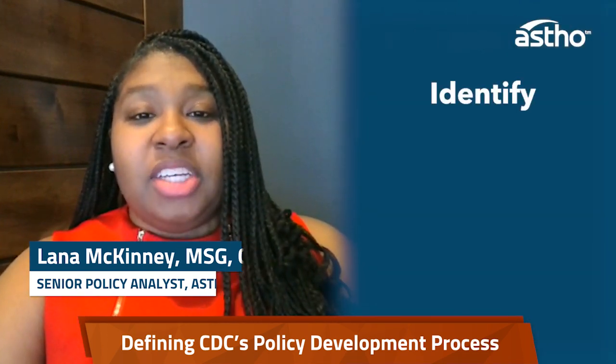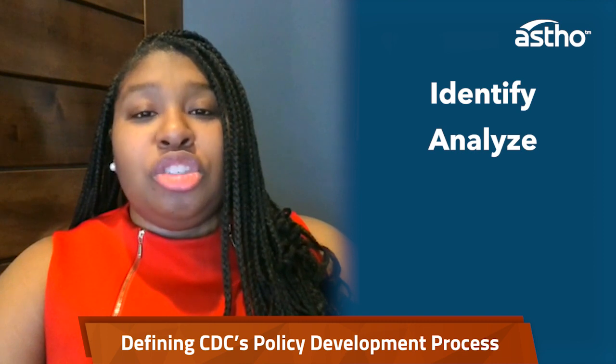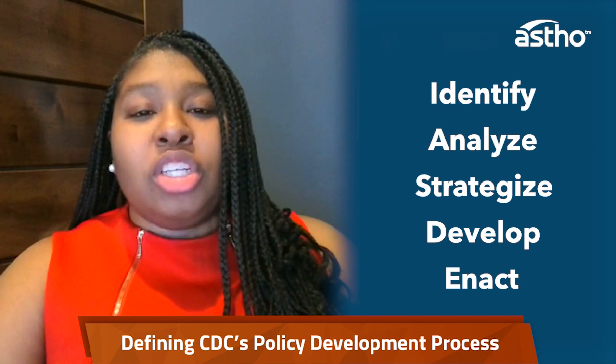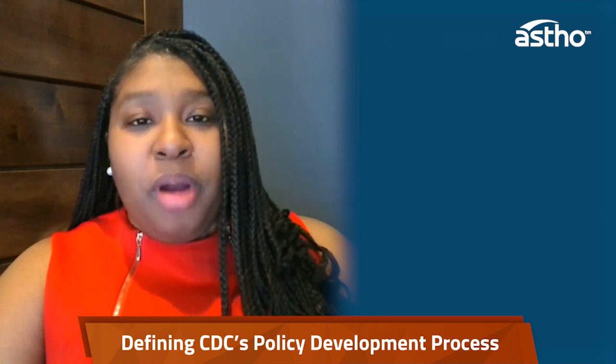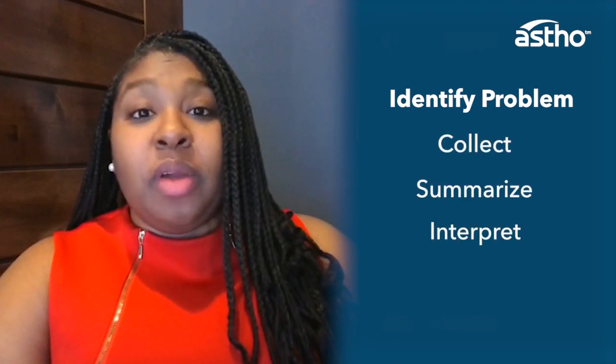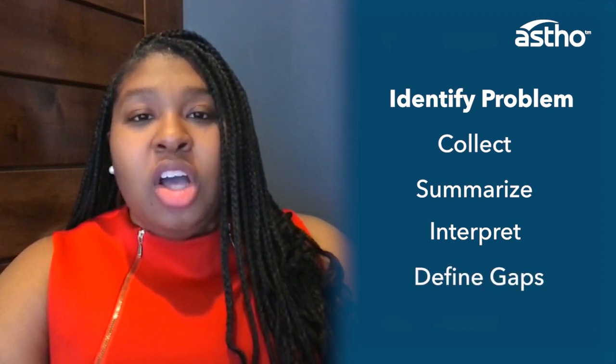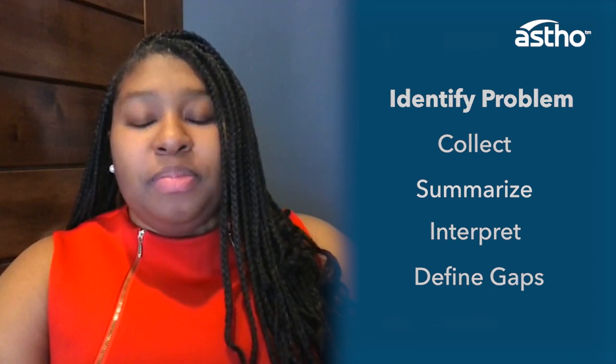The CDC's policy development process includes 5 steps with 3 overarching themes: problem identification, policy analysis, strategy and policy development, policy enactment. The 3 overarching themes include interested party engagement, education, and evaluation. The first step, problem identification, includes collecting, summarizing, and interpreting relevant information, as well as defining the gaps in the data surrounding your issue or problem.